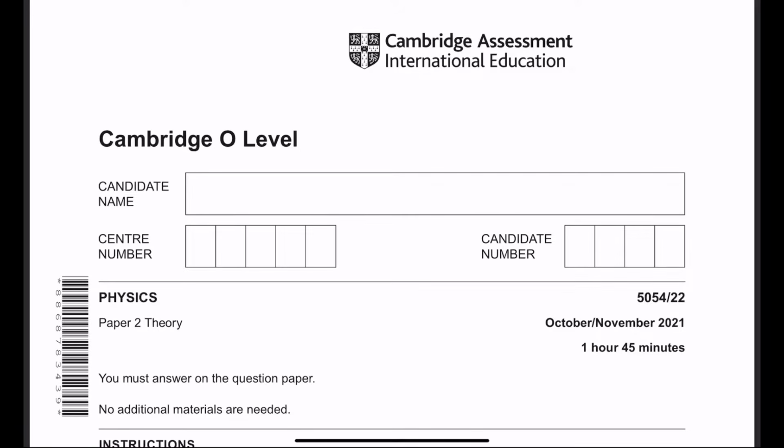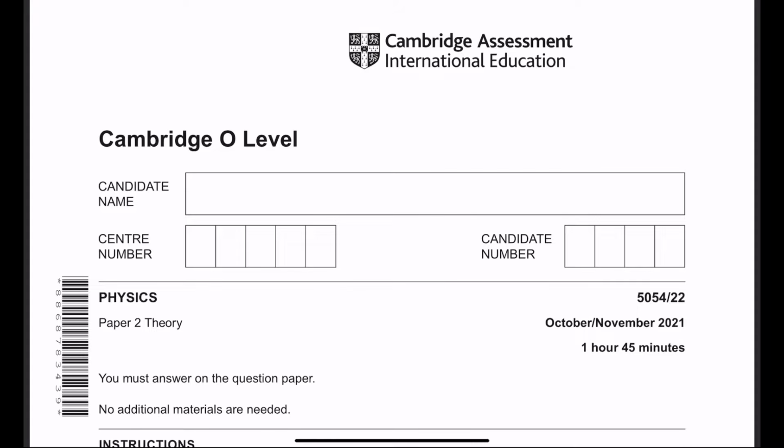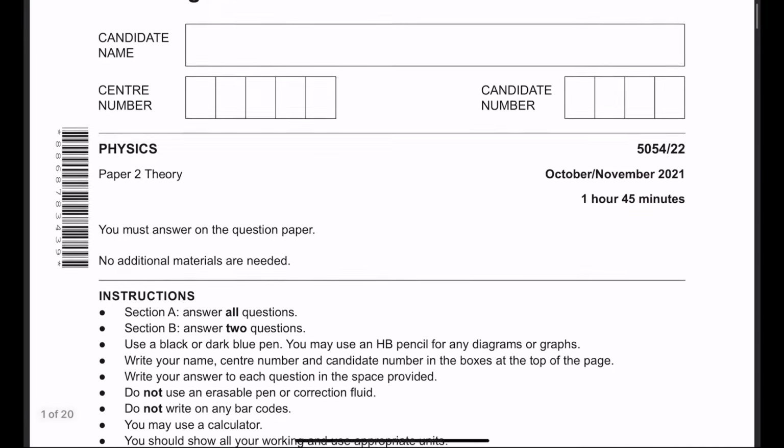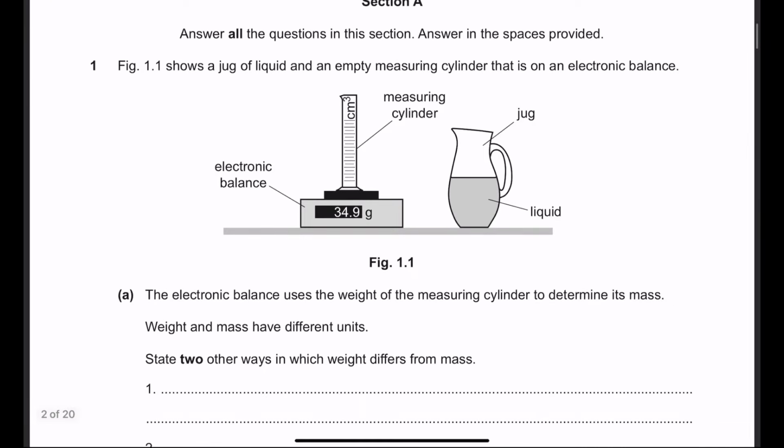Welcome everyone. In this video we are going to be solving the entire paper of physics paper 2 O level October November 2021. As you must already know, paper 2 is supposed to be 1 hour 45 minutes long. It has two sections. In section A you have to do all the questions, and in section B you have to do 2 out of 3 questions. The total marks for this paper is 75. Alright, let's get moving. Question number 1.